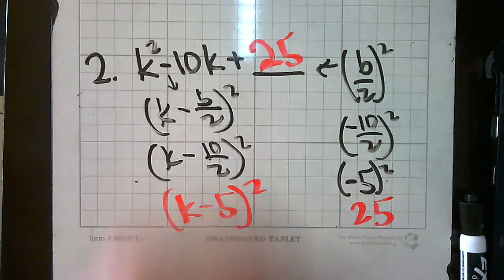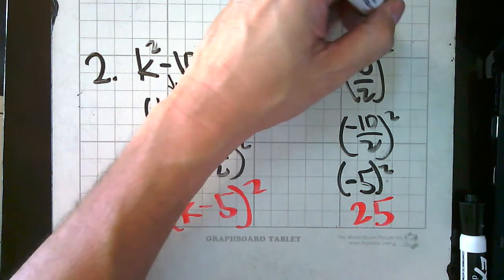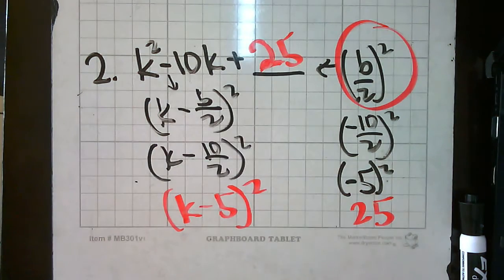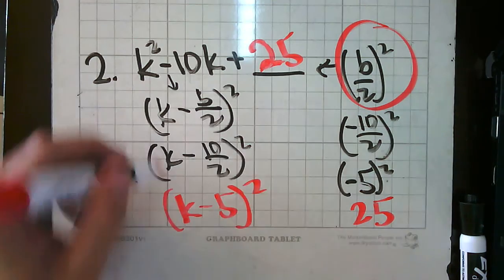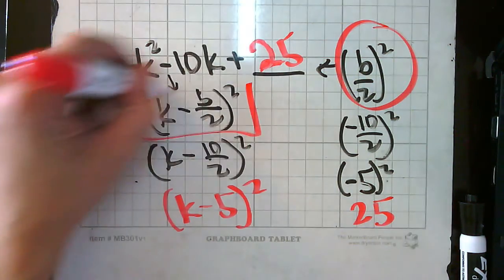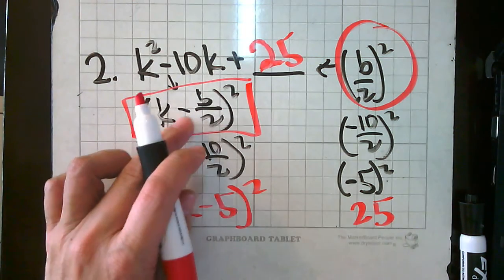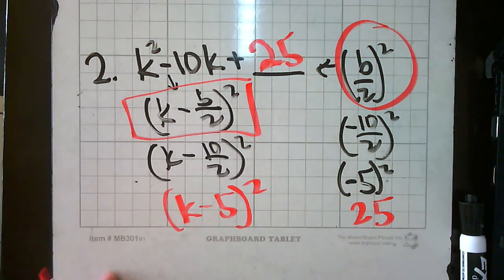To recap, we're going to use b over 2 squared to complete the square, and then we're going to do variable plus or minus b over 2 squared to get your perfect square. These are the two formulas that you're going to use for this homework.